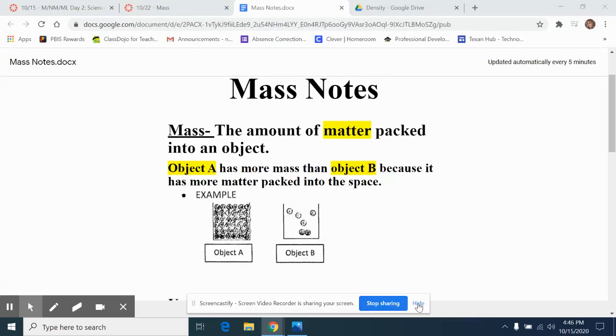Hey guys, so I'm going to talk to you about mass today. Now, this should be a review because you have probably learned about mass before, but just in case, we're going to review it all day today.